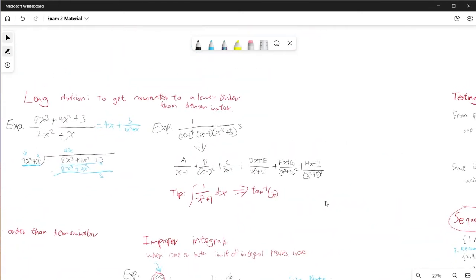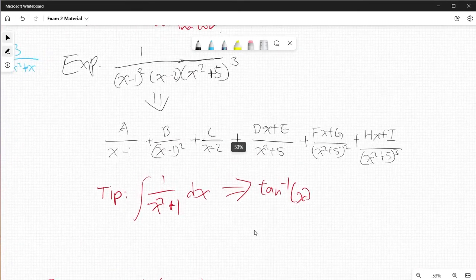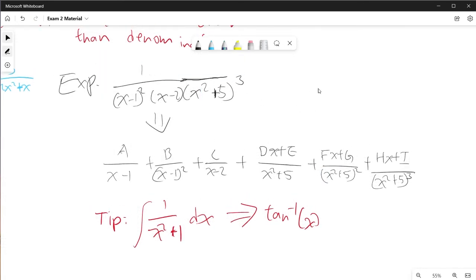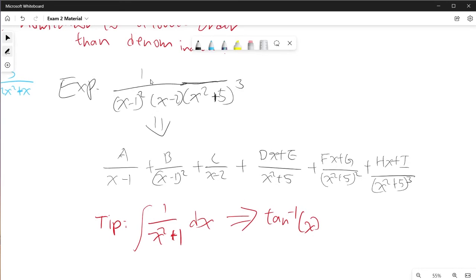So here is an example. For this, we have 1 over x minus 1 squared times x minus 2 times x squared plus 5 cubed. And this covers a lot of bases. So this covers the repeated linear term. These two are repeated terms, and then this is case 2 where you have a higher power that cannot be reduced. Right. So let's get to it.